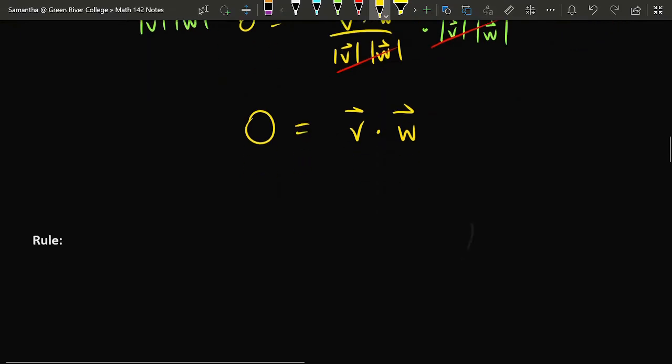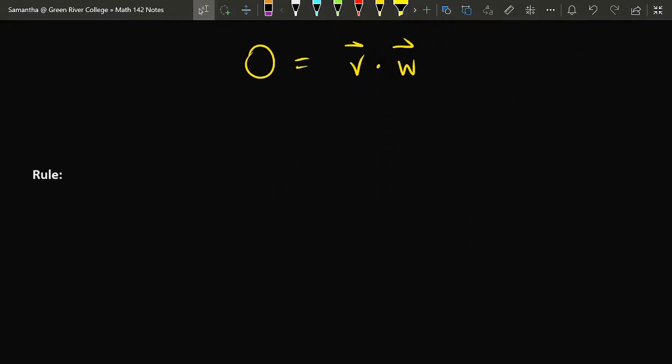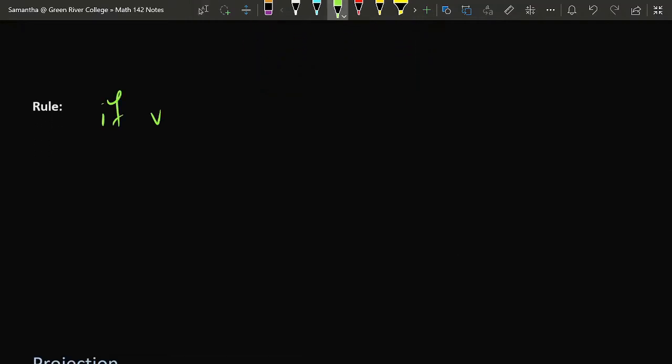So this gives us a really quick way to check and see whether two vectors are exactly perpendicular. If the dot product is 0, then the vectors are perpendicular.